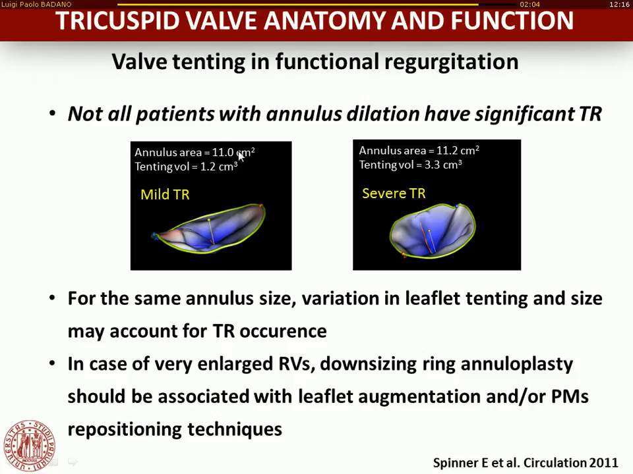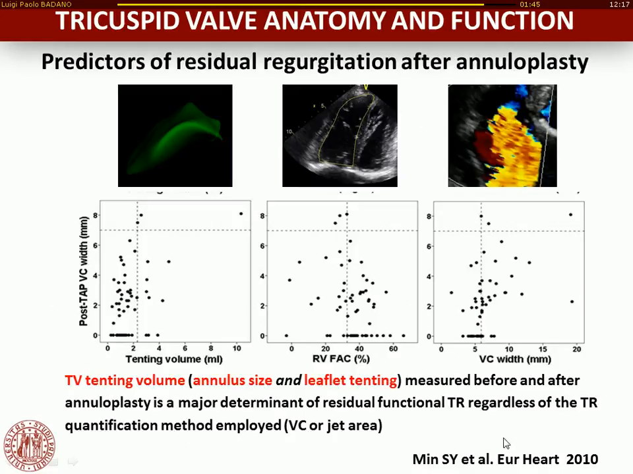Look at these 2 patients. Both of them have a similar annulus area, but one has a mild tricuspid regurgitation and the other one has a severe tricuspid regurgitation. And this is because the tenting volume of the patient with severe tricuspid regurgitation is 3 times that of the patient with mild tricuspid regurgitation. And indeed, the group from Korea showed that the tenting volume of the tricuspid valve, together with the annulus size and the leaflet tenting, are the major determinants not only of the degree of regurgitation preoperatively, but also of the relapse of tricuspid regurgitation after tricuspid annuloplasty.